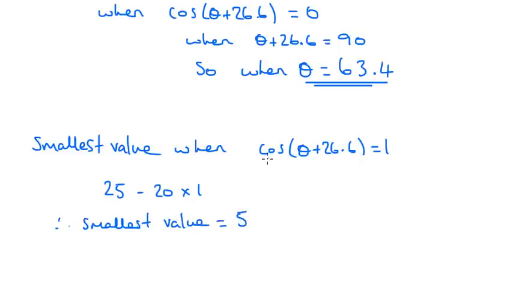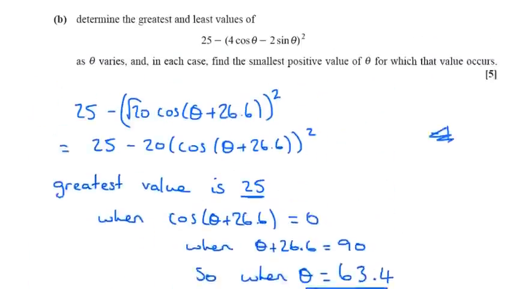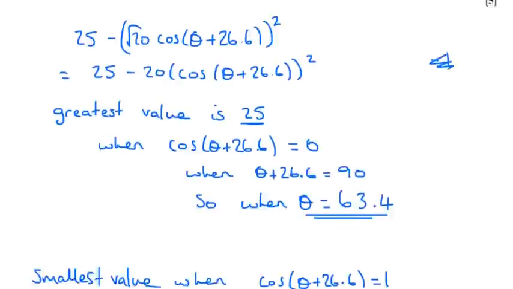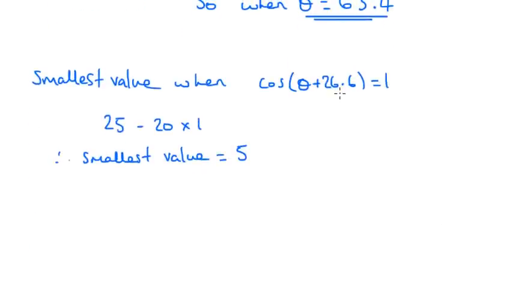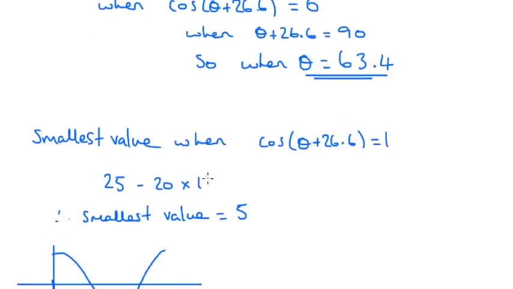We've said already that it's when cos theta plus 26.6 equals 1. Inverse cos of 1 is 0. But we're looking for the smallest positive value of theta. So if I took 26.6 away from 0, I'd get a negative number. So we need to think about the cos graph and think about when else I'm going to get a 1. So the other time I'm going to get a 1, or a minus 1 in fact. It could be when cos theta equals minus 1, because we're going to square it and we're still going to have a 1 here.